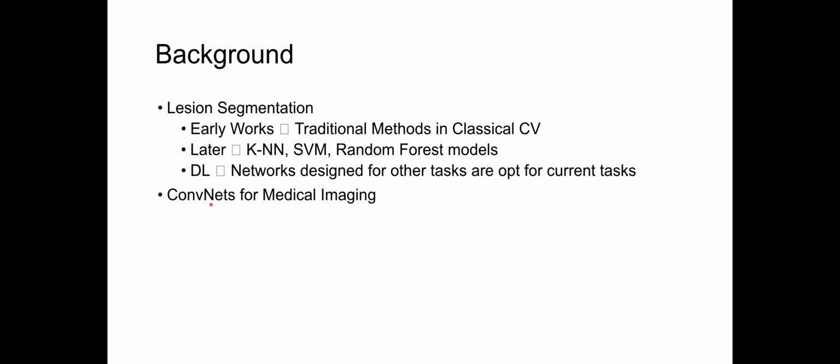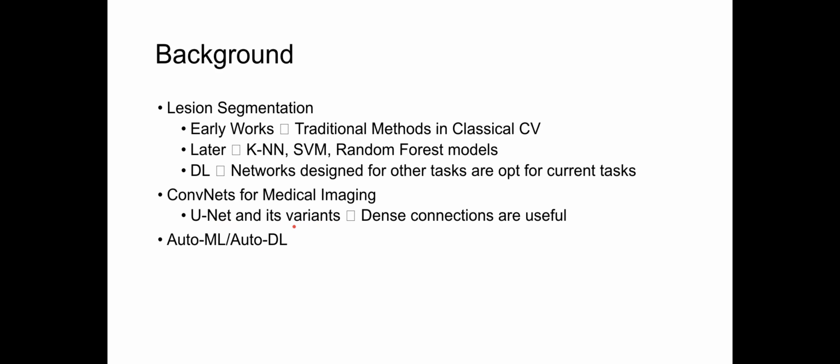If you come to the use of convolutional neural nets in medical imaging, as we know, UNets and their variants are used, like UNet plus plus. From such variants, we came to know that dense connections among the convolution blocks are helpful, but no network has found the optimal dense connection. So they try to use auto machine learning and auto deep learning for this technique.